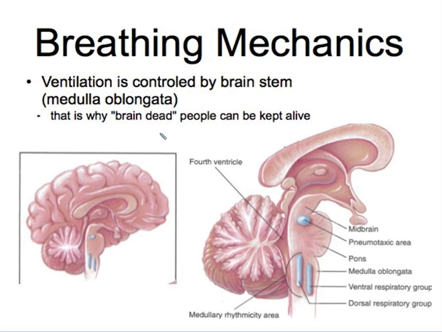Your breathing is controlled by your medulla oblongata, which is a portion of the brain shown here. Your medulla is this enlarged portion of your brain stem down here. This controls your breathing. This is why, if you are quote unquote brain dead, you can be kept alive, because this controls your breathing. All of the function up here, everything that this part of the brain does, can be gone. As long as this is intact, you keep breathing, you survive.